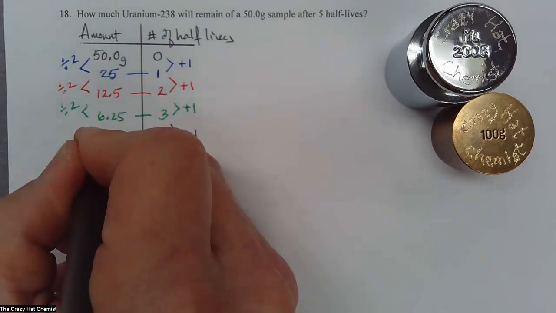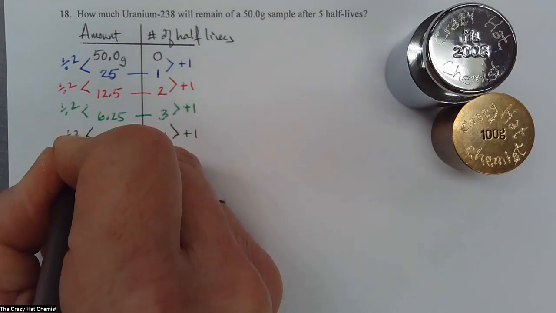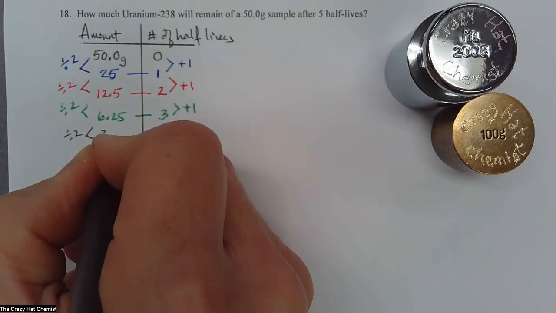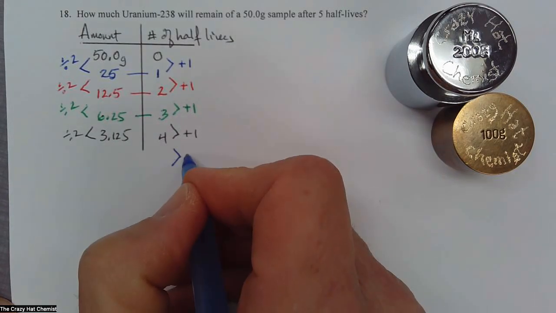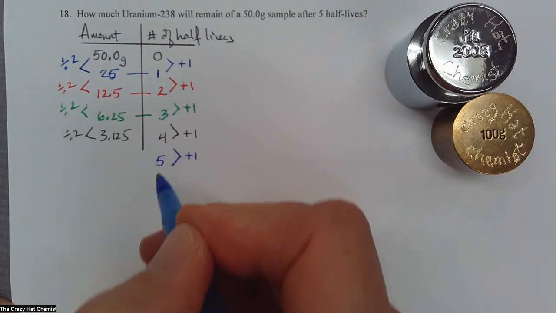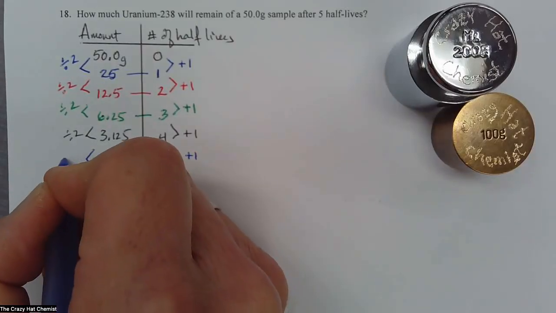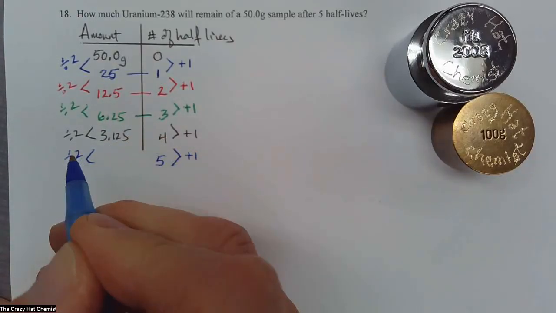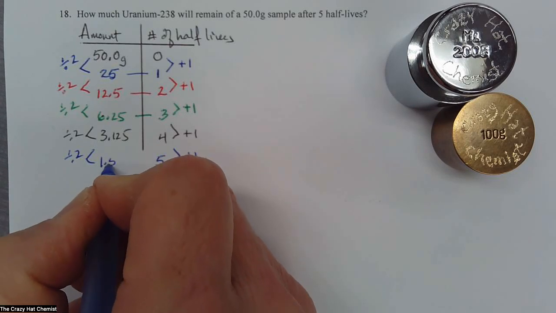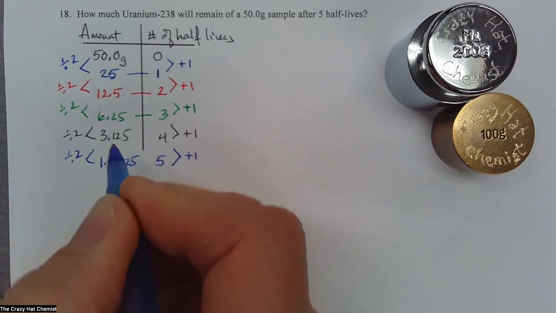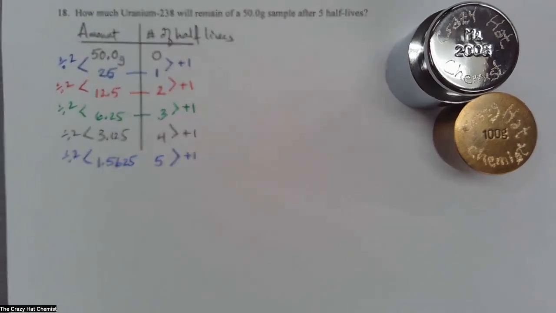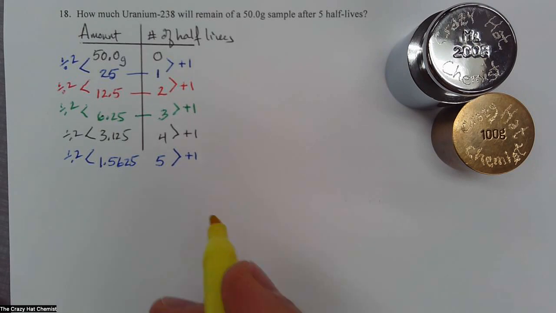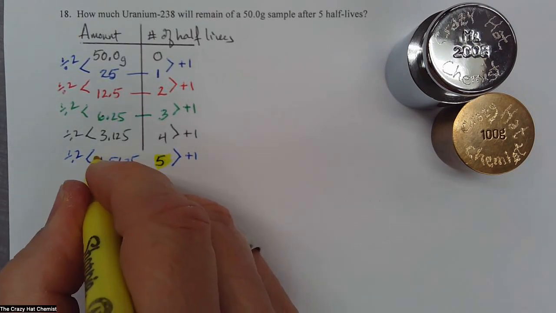This is 4. We're going to divide this 6.25 by 2, and we're going to get 3.125. And it looks like we have 1 more half-life to go through, and we're going to add 1. So this is 5 half-lives. Divide the 3.125 by 2, and I'm going to get 1.5625. And that's really what we're looking for. We're looking for the amount at 5 half-lives, and here it is.